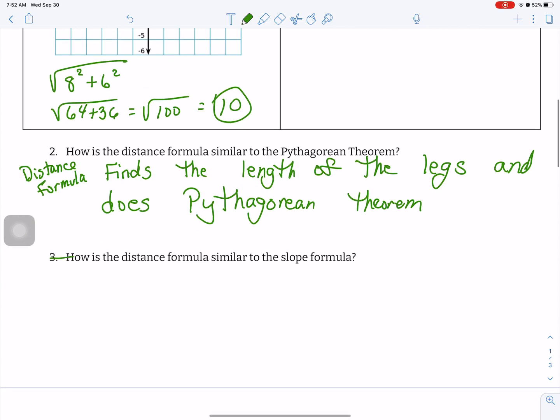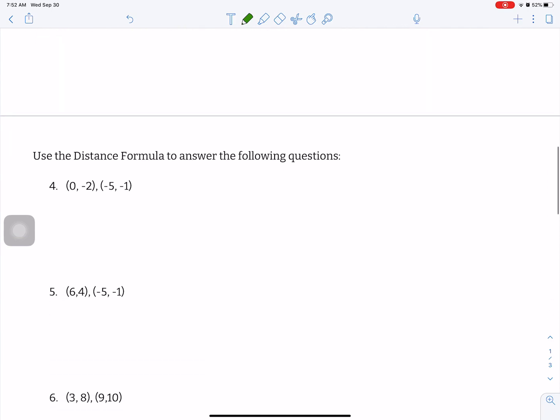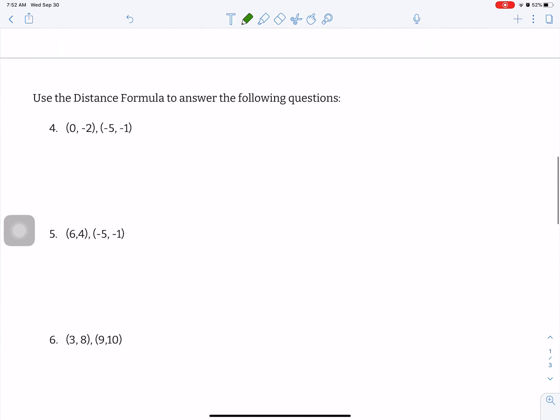We haven't had the slope formula yet. We're just doing things in a slightly different order, so don't worry about that one. You'll see it next semester. So we're going to use the distance formula because I want you to practice something that you don't know.